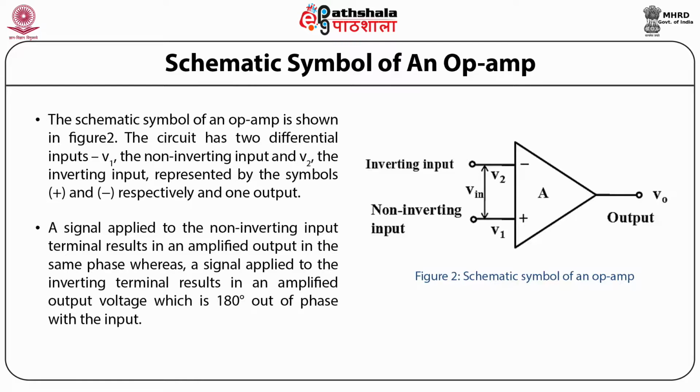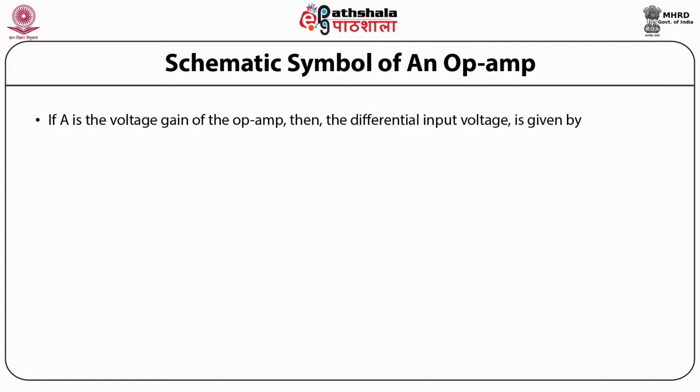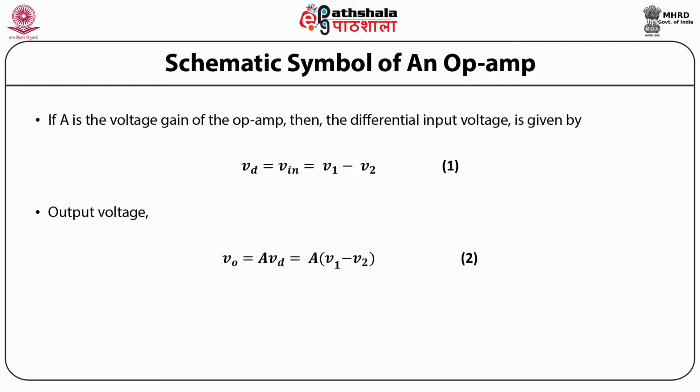A signal applied to the non-inverting input terminal results in an amplified output in the same phase, whereas a signal applied to the inverting terminal results in an amplified output voltage which is 180 degrees out of phase with the input. If A is the voltage gain of the op-amp, then the differential input voltage is given by Vd = V1 - V2. Output voltage V0 = A Vd = A (V1 - V2).